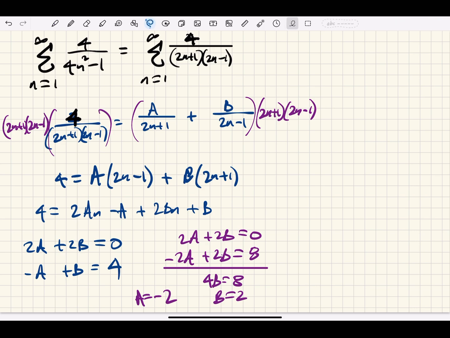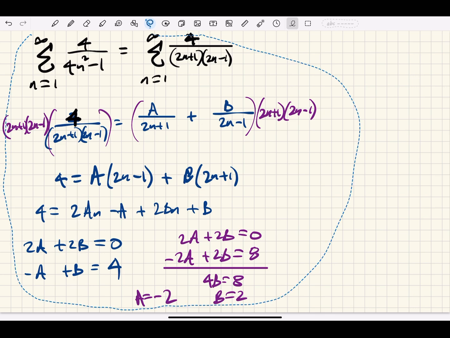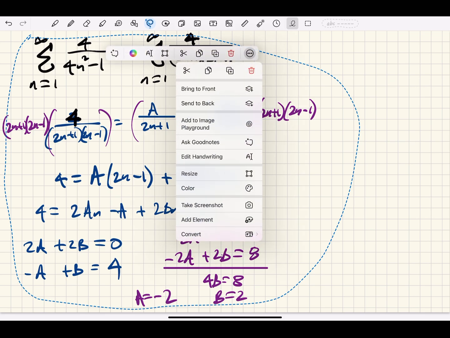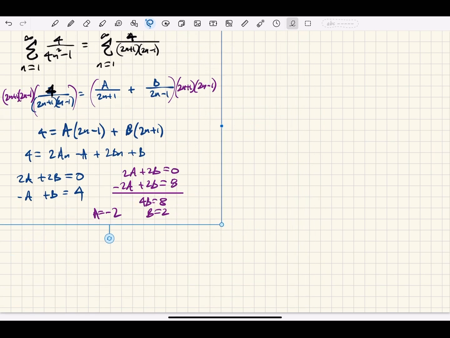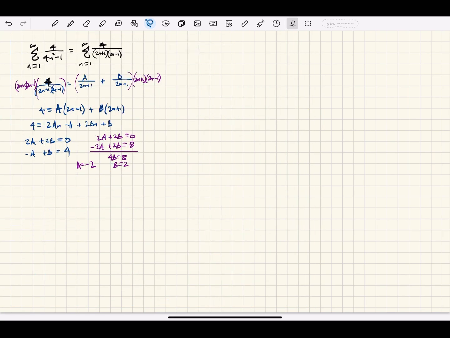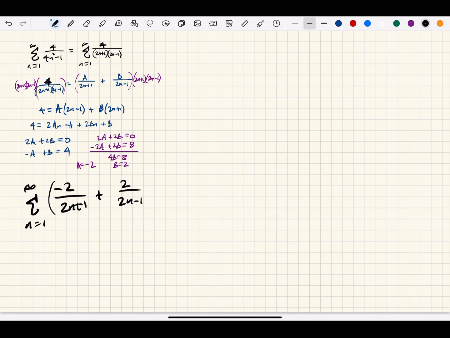All right, so what does this mean? This means that I can rewrite this whole thing as the sum from n equals 1 to infinity of minus 2 over 2n plus 1, plus 2 over 2n minus 1. And that's exactly the same, right? Okay, so now take a second and do what we did in the last problem and see what you come up with.